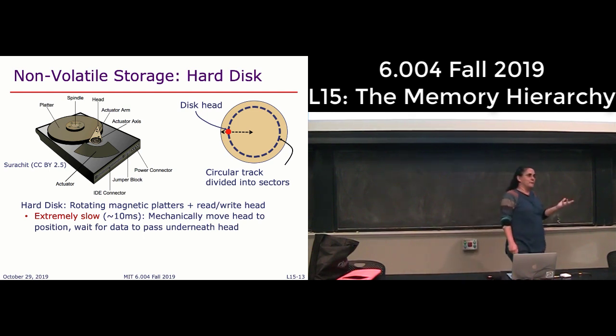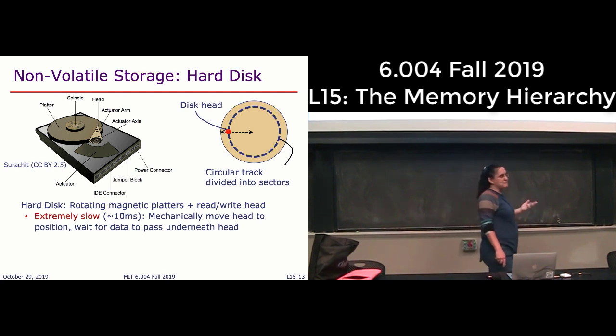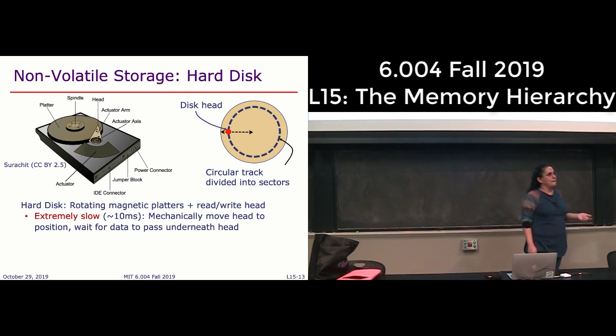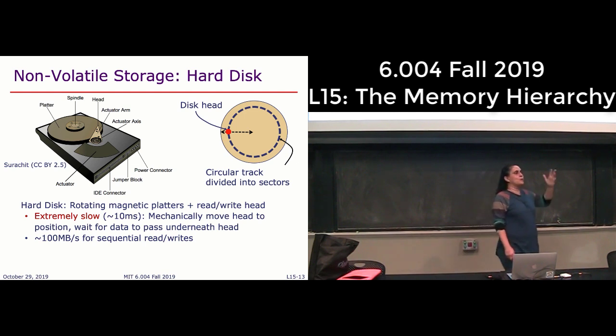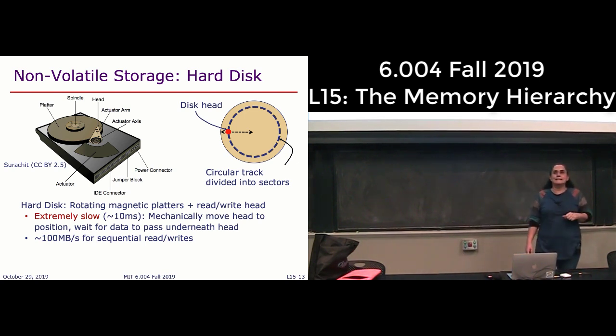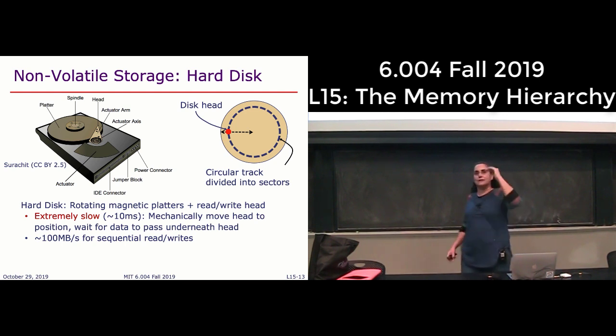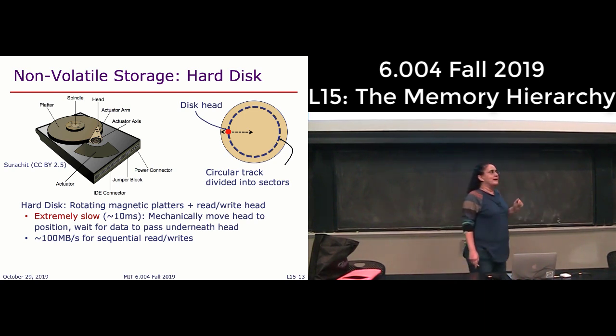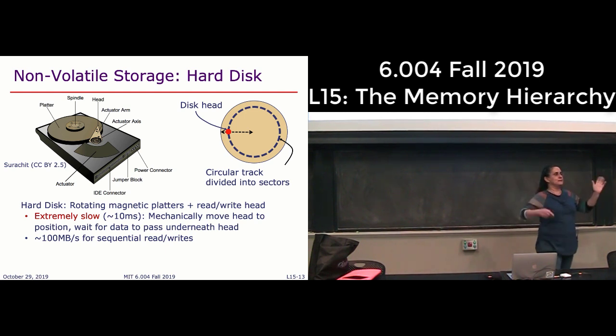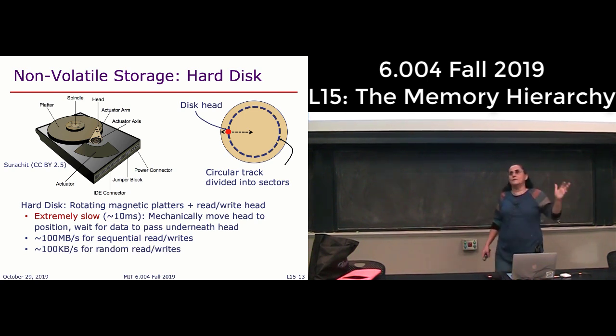Again, what's good about this technology is that it's really, really cheap, and we're able to store tons of data with it. What's bad about it is that it's extremely slow. However, one thing that's important to notice is that if you're doing sequential reads and writes, meaning I'm reading many memory locations that are next to each other, then the throughput of those reads and writes is on the order of about 100 megabytes per second. Whereas if I'm reading just some random different locations, then my throughput is way worse, on the order of 100 kilobytes per second.